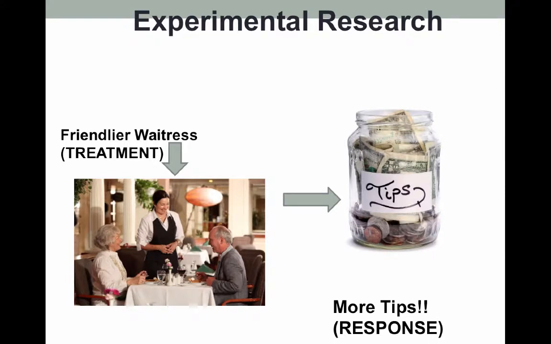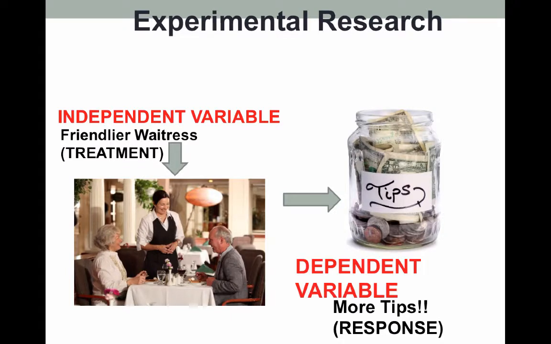Another example in our textbook is that a waiter might try to be more friendly to see if it increases his or her tips. In this example, the friendlier waitress is the treatment, and more tips is a response. In an experiment, the treatments are called the independent variable, and the responses are called the dependent variable. Independent variables are administered so researchers can observe possible changes in the dependent variable.